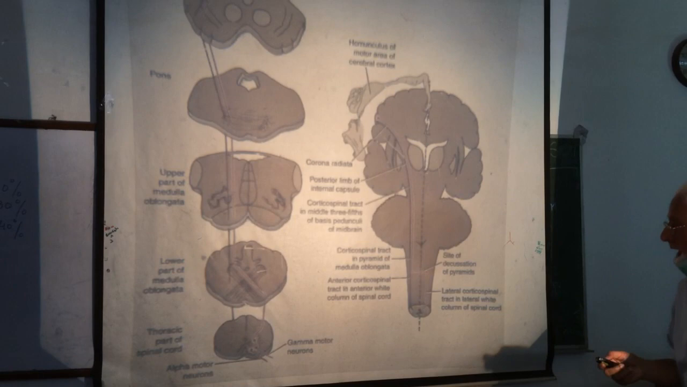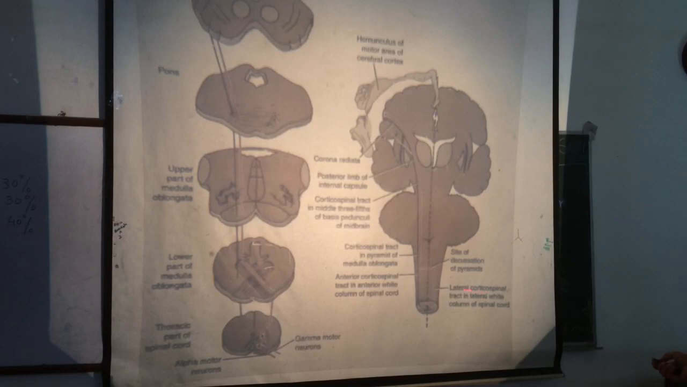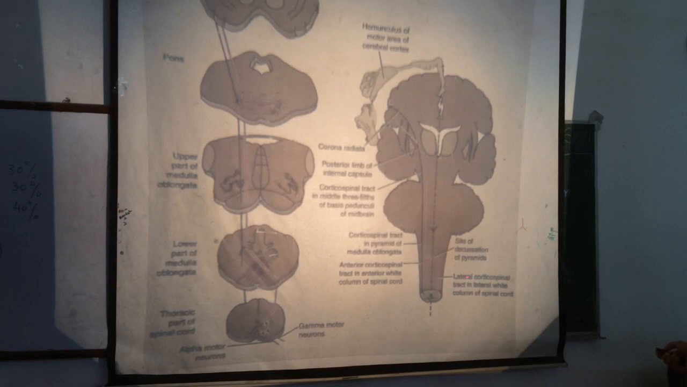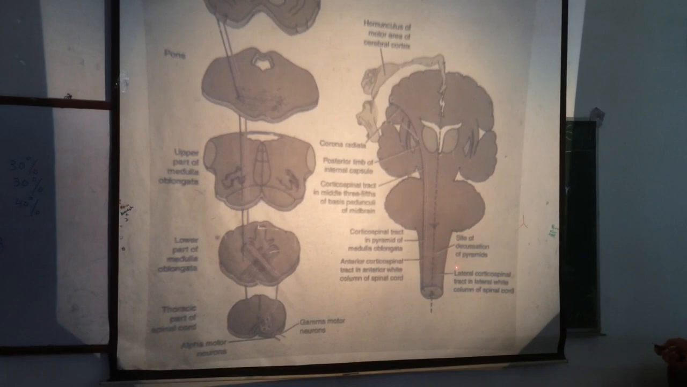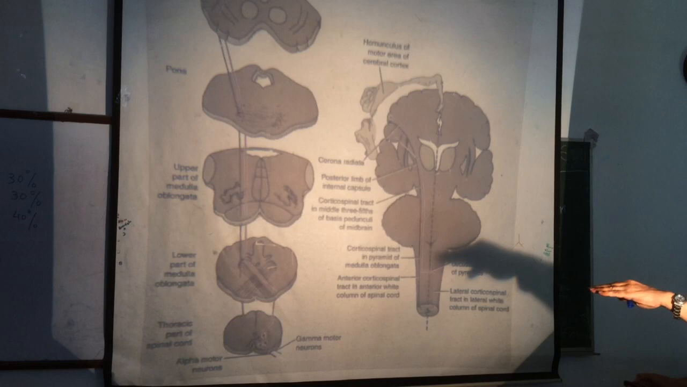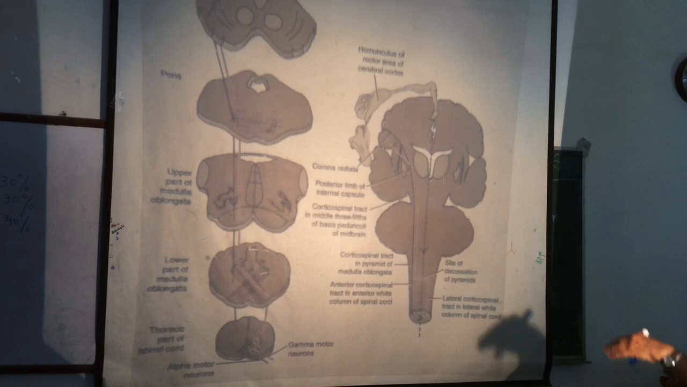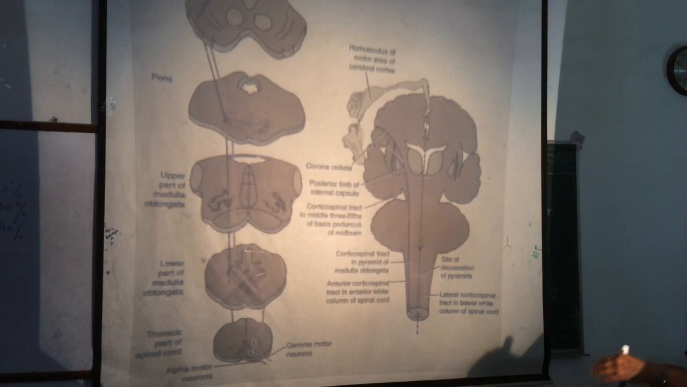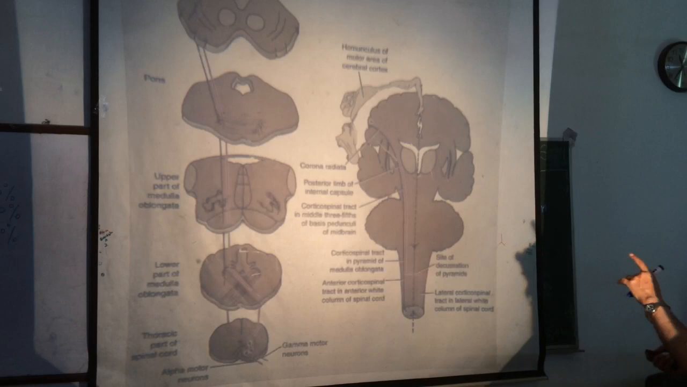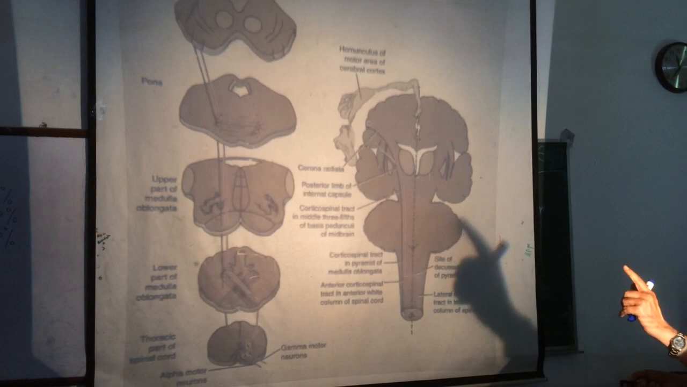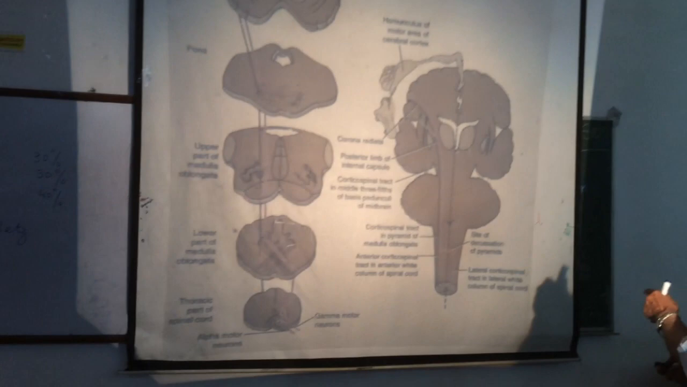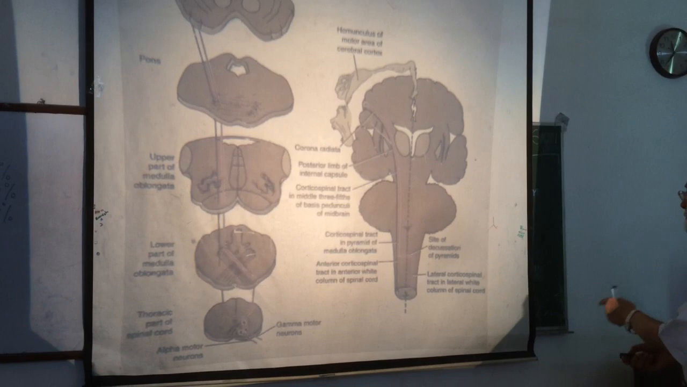The fibers of the lateral corticospinal tract terminate onto the motor neurons in the anterior gray column of the spinal cord at various levels. And keep in mind, termination of these tract fibers is not direct with the motor neurons. These first synapse with the interneurons, which in turn synapse with the motor neurons.